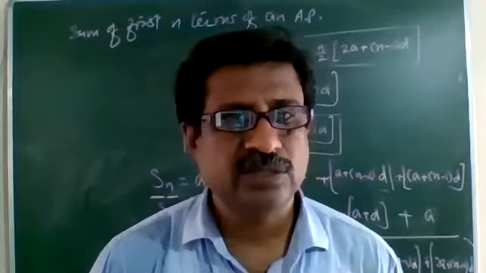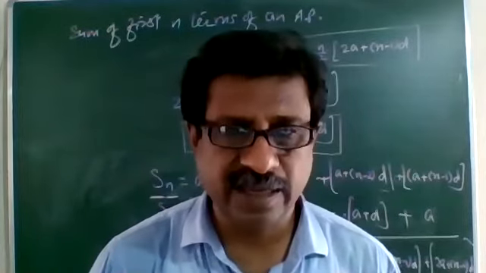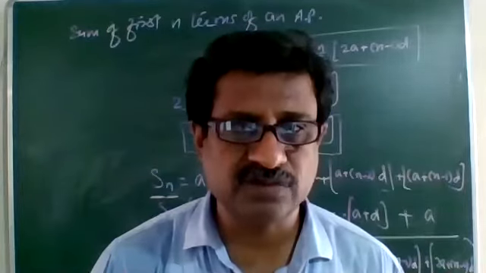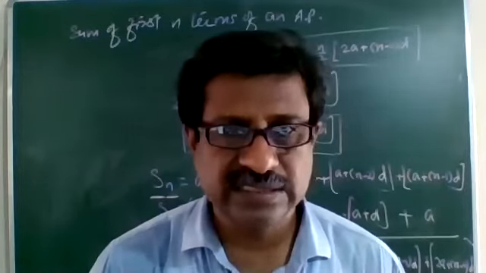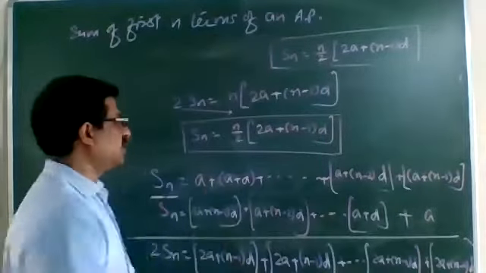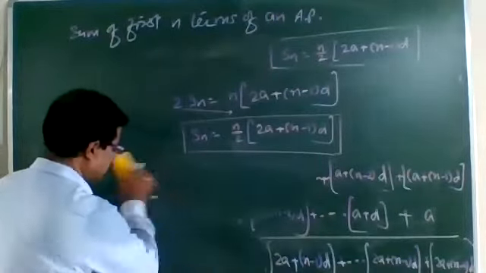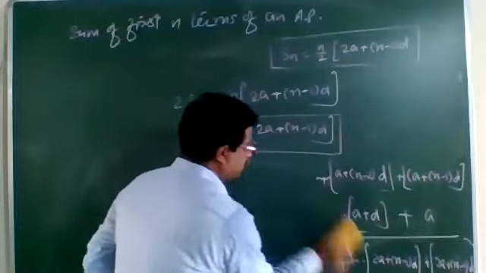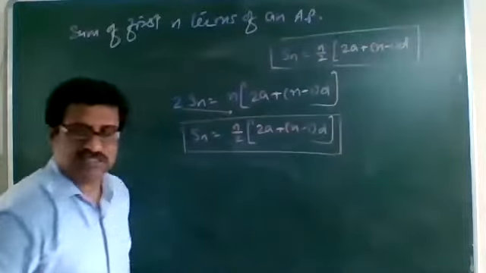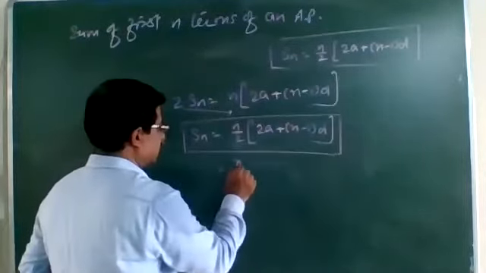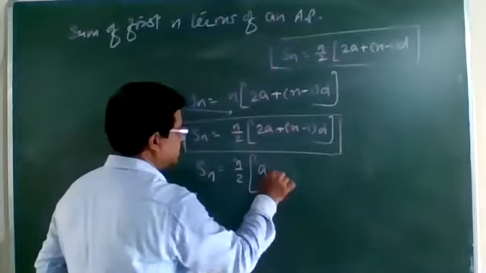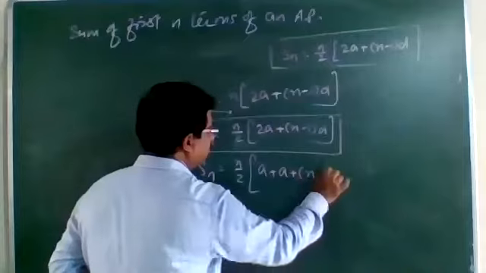Expecting that you understood this. Sum of n terms of an AP. This is the formula we are going to apply in the rest of the questions. There is another formula that we will also derive just now. With the help of this particular formula, this 2a can also be written as a plus n minus 1 into d.